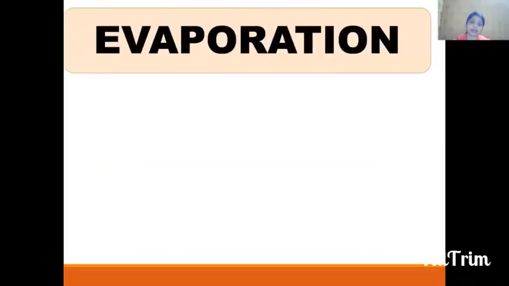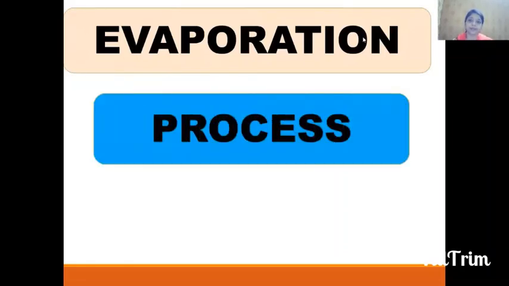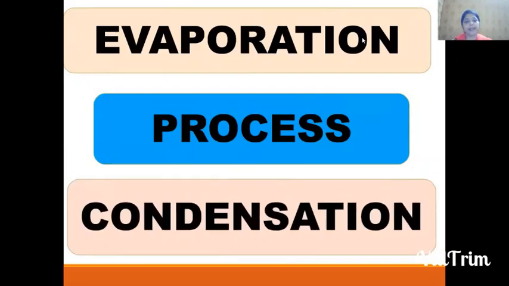The next word is evaporation. E-V-A-P-O-R-A-T-I-O-N. Evaporation. Process. P-R-O-C-E-S-S. Process. Condensation. C-O-N-D-E-N-S-A-T-I-O-N. Break the word, children, and learn the spelling and write them in the classroom.